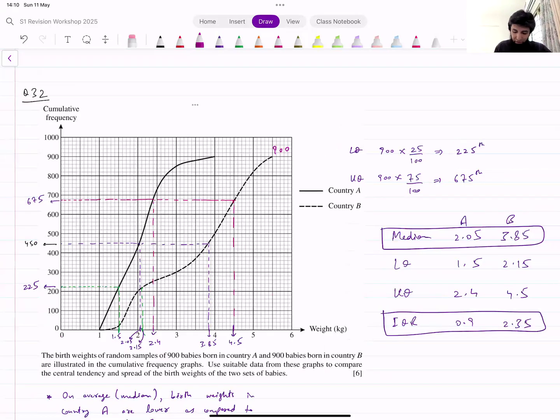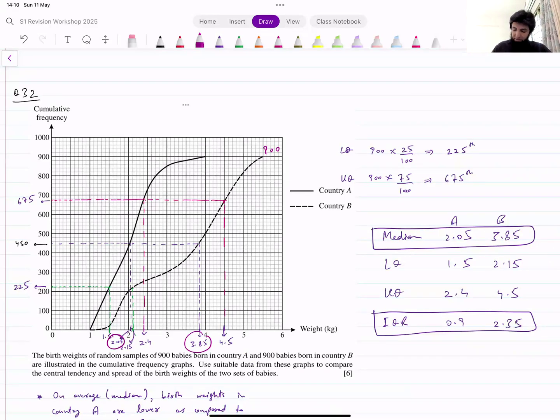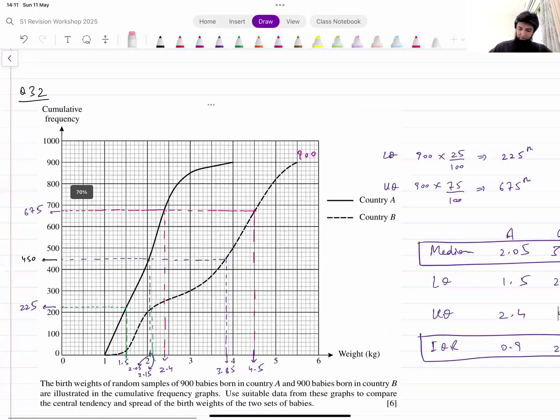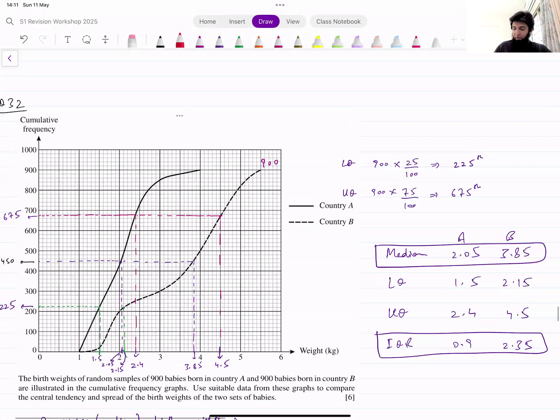So corresponding to 450, you've got 3.85 for one, 4.5 for the other. No, sorry, 3.85 for one and 2.05 for the other. You write down their medians and you compare them. Okay, 3.85 for B and 2.05 for A. We'll comment on that in a moment. So that's the median. That's one thing that you can comment on. And then for spread, you can use the interquartile range from this data. 75th percentile, 25th percentile, find their difference, upper quartile minus lower quartile, and that gives you these interquartile ranges.